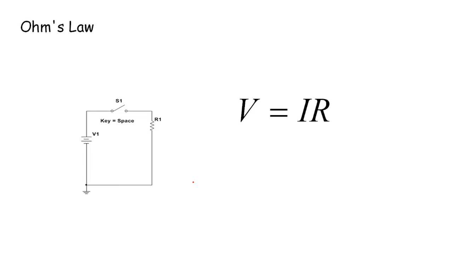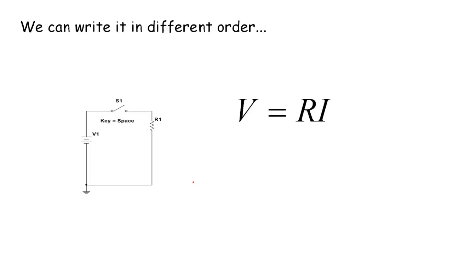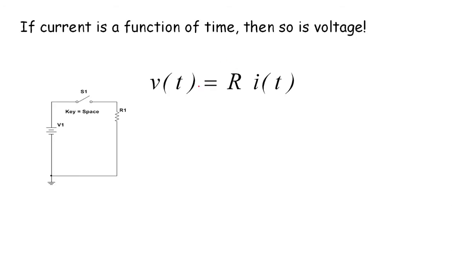And we can prove that by just using Ohm's law, V equals IR. I can switch the IR to RI, of course, and you'll see why I did that right now, because if I make voltage a function of time, then we've got this constant out in front of the current as a function of time, because R is a constant, so that's why I brought that out in front.